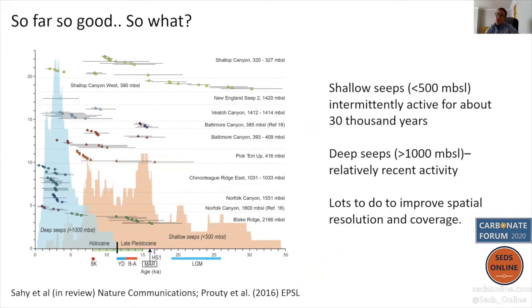This slide shows all the data we've gathered so far. These are sort of separated out based on whether the samples are from shallow or deep seeps. So shallow seeps are plotted in yellows and reds and oranges. And deep samples are plotted in shades of blue and green. And similarly, the histograms in the back show the distribution of dates from deep samples in blue and from shallow samples in orange.